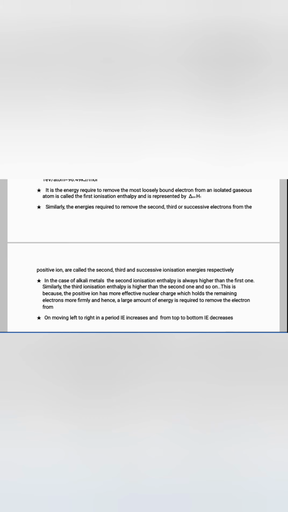In the case of alkali metals, the second ionization enthalpy is always greater than the first ionization enthalpy because the positive ion has more effective nuclear charge, which holds the remaining electrons more firmly, and hence a large amount of energy is required to remove the electron. That is, it is very difficult to remove an electron from a positively charged species.